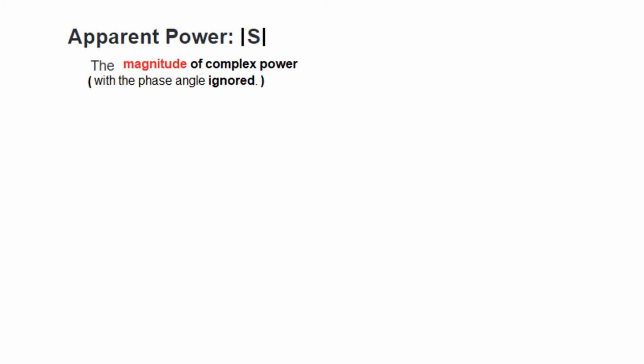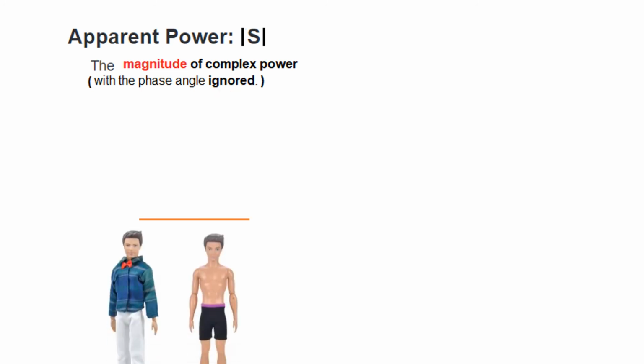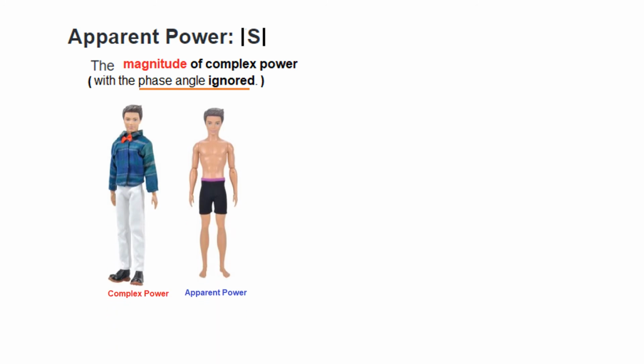Now, the term apparent power becomes very confusing sometimes. What is apparent power? Apparent power is the magnitude of the complex power. So if this is complex power S, then its magnitude is the complex power with the phase angle ignored. And to make it easy for you to remember, I have used this picture.